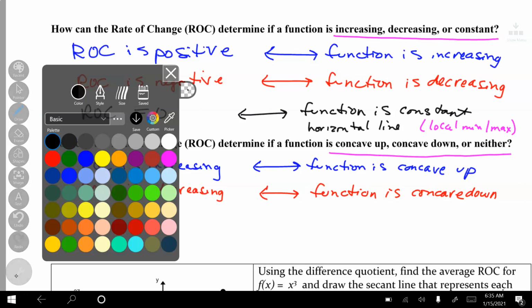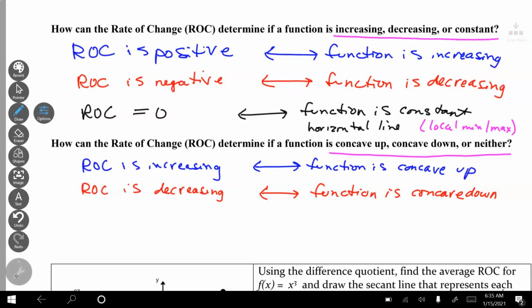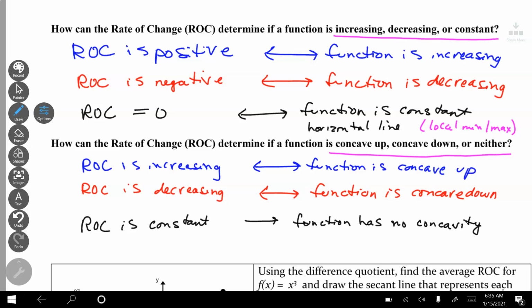And finally, I have increasing, decreasing, or constant. So if my rate of change is constant, a function has no concavity, or it is a linear function. The definition of a linear function is that its slope is a constant rate of change. And then you've seen that before.